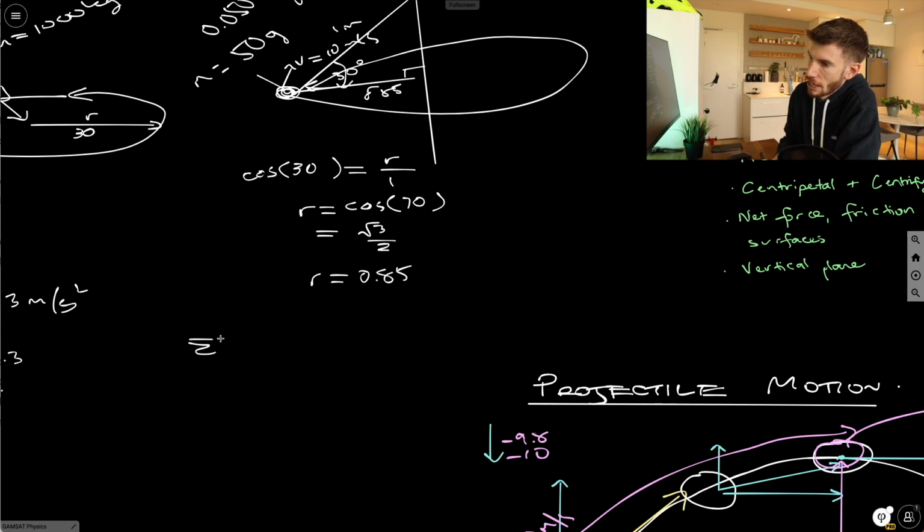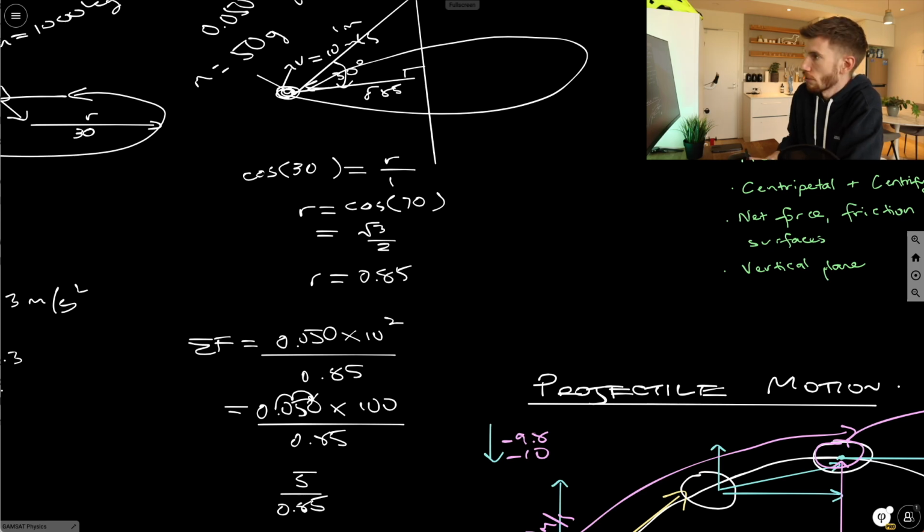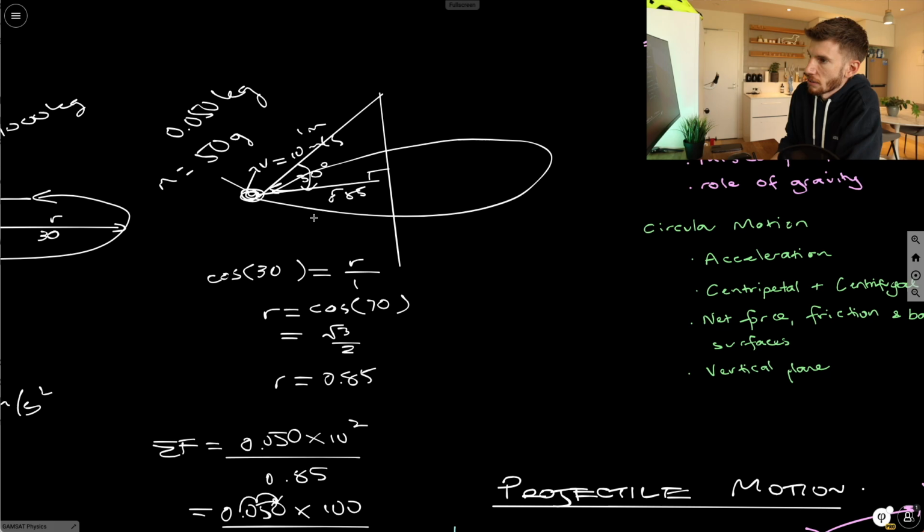We know now that the net force is going to be 0.05 times velocity squared, so 10 squared, over 0.85. Let's just do estimates here, but try to be as exact as possible. That's 100 over 0.85. We can then times that by 0.05, giving 5 over 0.85. 5 over 1 would give me 5, so 5 over a little bit less than 1 would give me a little bit more than 5. So I'm just going to say around 6-ish newtons. But the key is that would be 6 newtons directed towards the center, right?